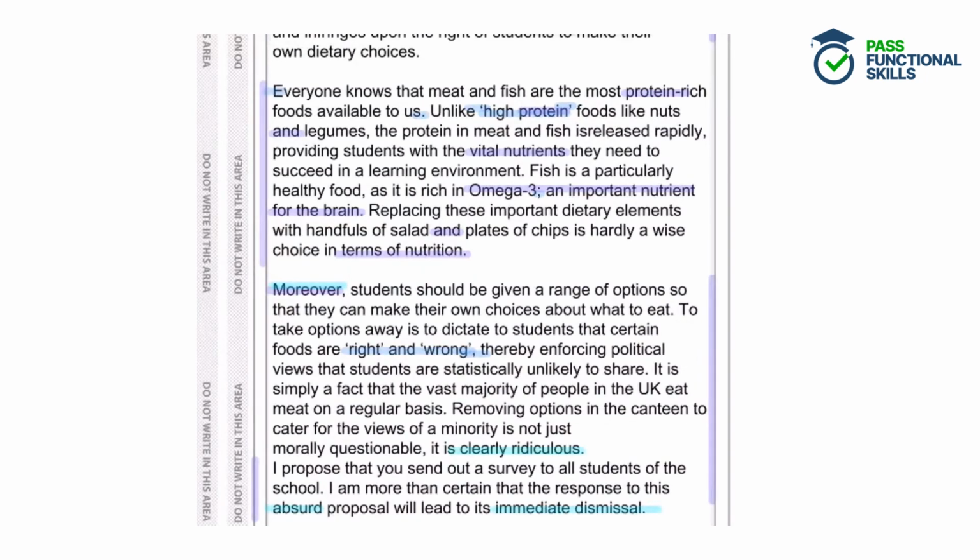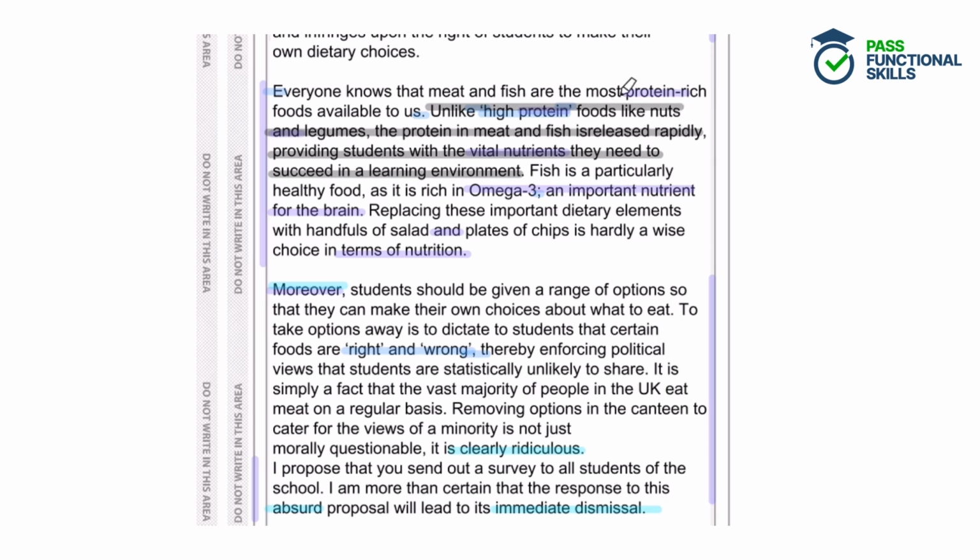It's also really important that you try to link together your ideas. So within each sentence, you should try to include multiple ideas. So we've got a few longer sentences in this answer. So we've got, "unlike high protein foods like nuts and legumes, the protein in meat and fish is released rapidly, providing students with the vital nutrients that they need to succeed in a learning environment." So this is a longer sentence that draws together lots of ideas.